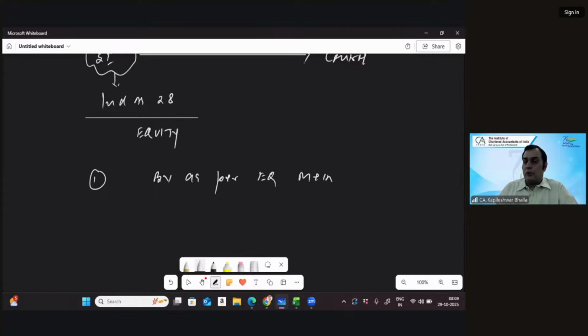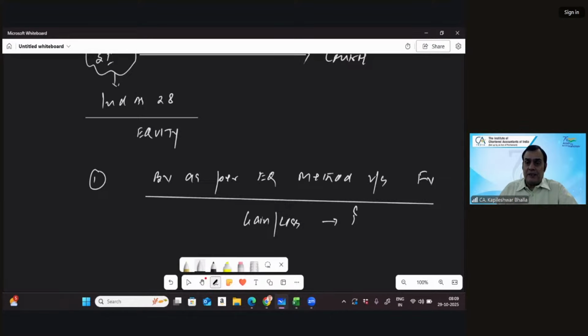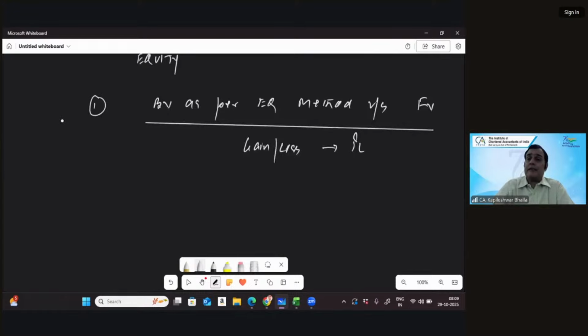You need to compare the book value as per the equity method versus the fair value. This is one thing which we did an entry for, and this gain or loss is going to be taken in the P&L. That's what we did in our first entry. You compare the book value as per the equity method versus the fair value, and that gain or loss enters the P&L. Number two, you need to make a scrutiny.